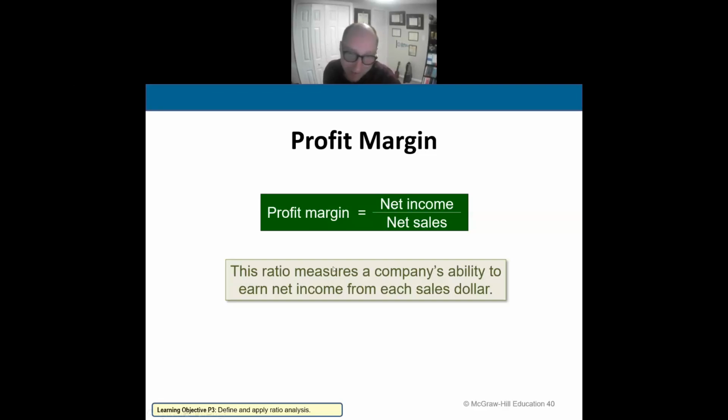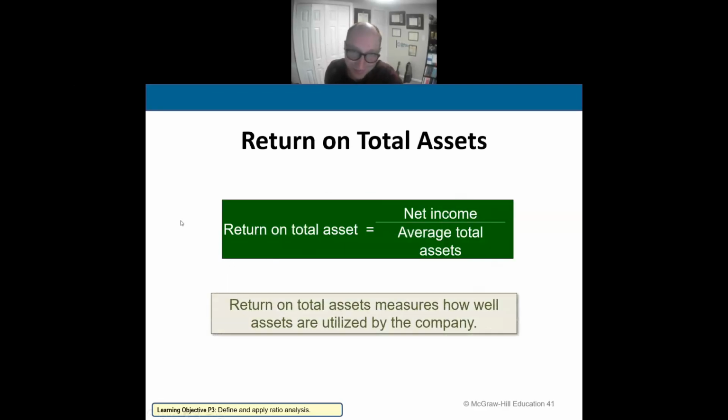Right? It's got to earn the profit. Return on total assets. How well is the company using its assets to generate revenue? That's what this one tells us. You take the net income at the bottom of the income statement, divided by your average total assets. Remember, average total assets is beginning balance total assets plus ending balance total assets divided by 2.